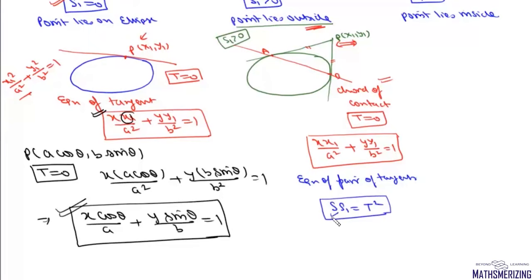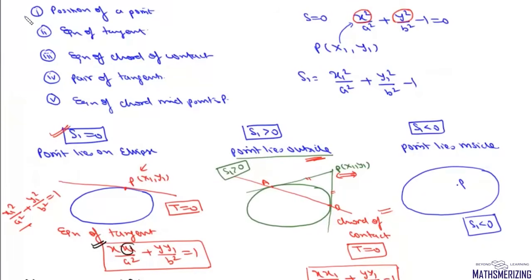So we know that this S is the equation of the ellipse. S1 is the value once we put the values of x1 and y1, and this T equals to 0 is the equation of this line, which is xx1 upon a square plus yy1 upon b square minus 1. If the point lies inside the ellipse, then in that case simply S1 is less than 0, and then we cannot draw any tangent through this point P. So we have discussed position of a point, equation of tangent, equation of chord of contact, and equation of pair of tangents. Now we'll come to the equation of chord whose midpoint is P.